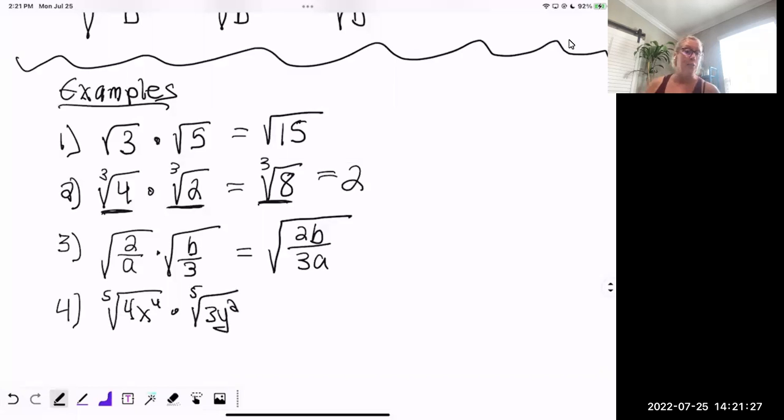Okay, so I have this. They're both fifth roots, which means I can put them together as 1. And when I put them together as 1, don't forget the root. That's 12 x to the 4th y squared. That's the idea of taking them apart and putting them together.